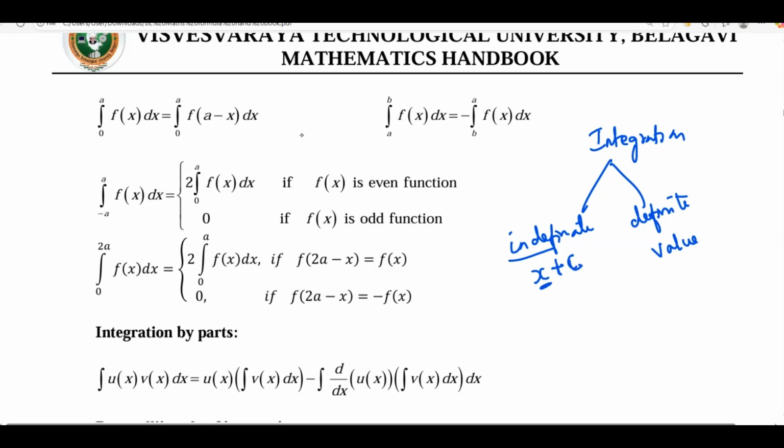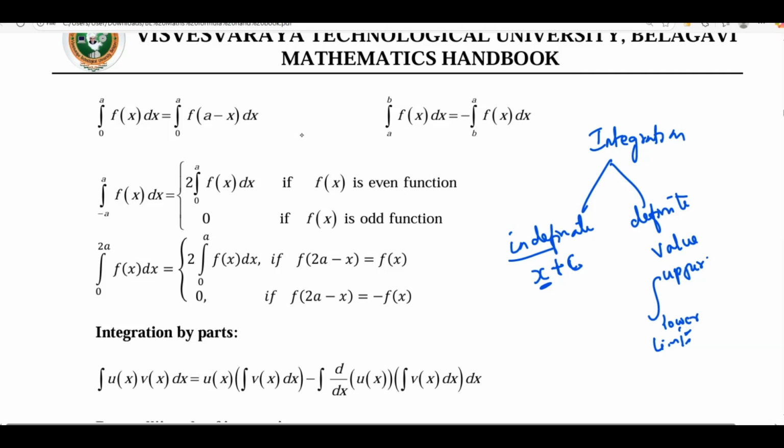In definite integral the variable will change, and we will find the values for the variable. For definite integral we use the limits, upper limit and lower limit. This is called upper limit, and this is called lower limit. So we'll read it as integration from lower limit to upper limit. So yeah, these are the definite integral formulas.